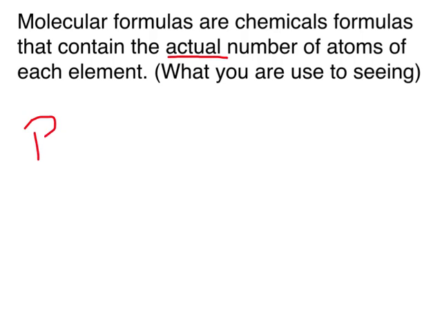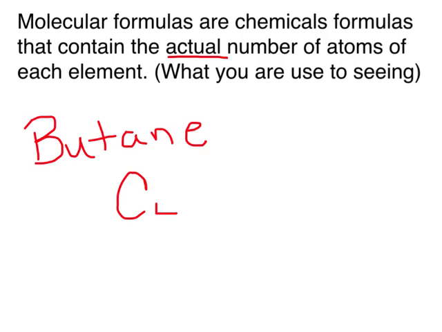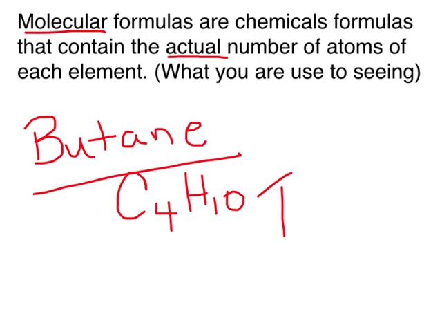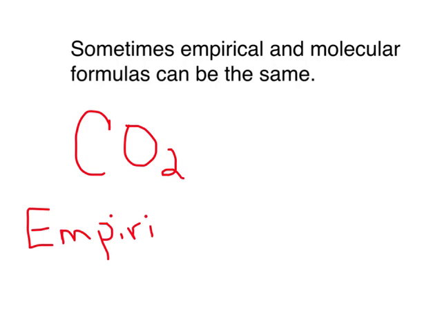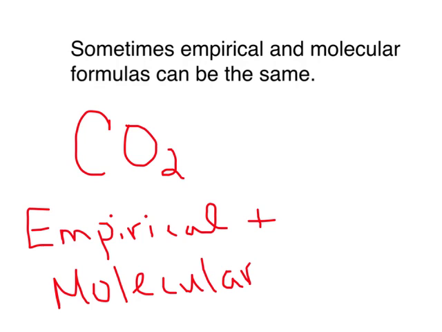So for example, if we want to look at butane again, which is in your lighters, the actual chemical formula is C4H10. So if we wanted to go to empirical, like on the last slide, we divide everything by 2, but the molecular formula is actually the true formula. But sometimes they can be the same. So, for example, carbon dioxide, which is CO2, the empirical and the molecular formula are the same. So you're never quite sure.